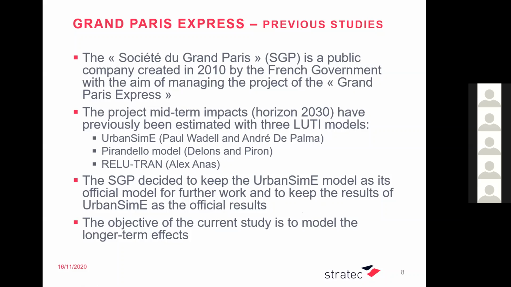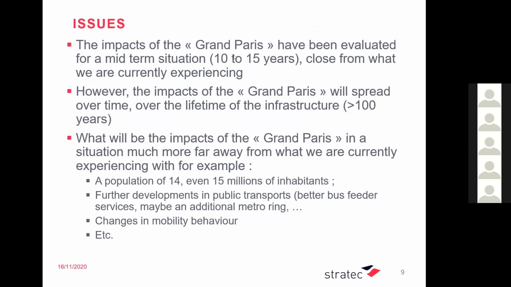Now, what is the objective of the current study? It is to model longer term effects. What does it mean, longer term? The 3 previous models went until 2030, maybe a bit more, but the final results were projections of employment and population at the horizon 2030. I would not say close, but it's not so far from the current situation. And the question is, what would be the impacts of such a project if we go much further?